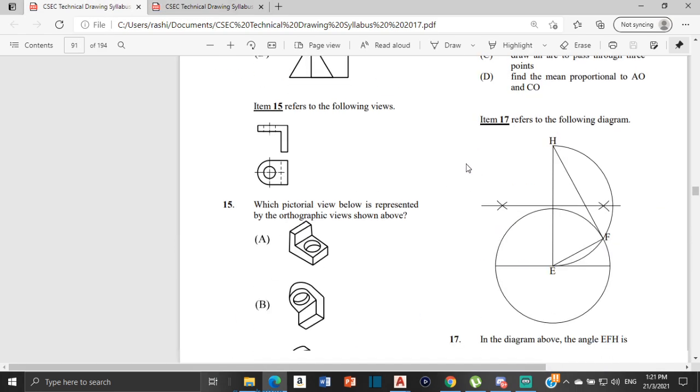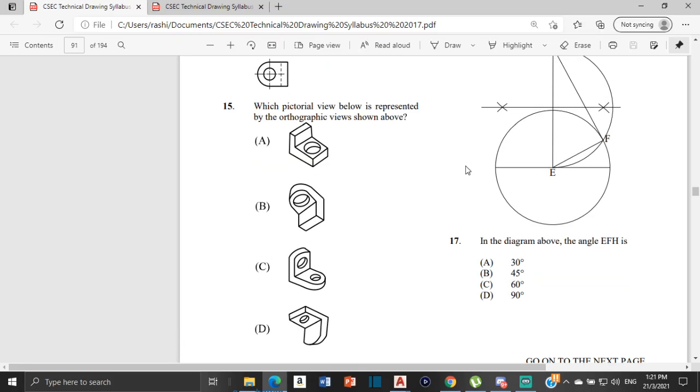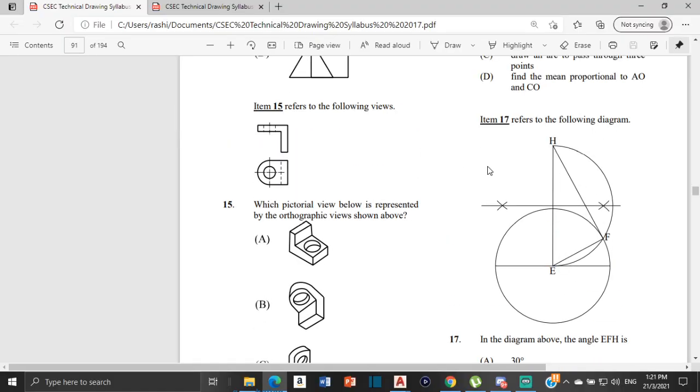Now for number 15, which pictorial view below is represented by the orthographic views shown above? All right, so these are the orthographic views. So we have a side view and a plan view, and we're trying to figure out what the pictorial view is going to look like.